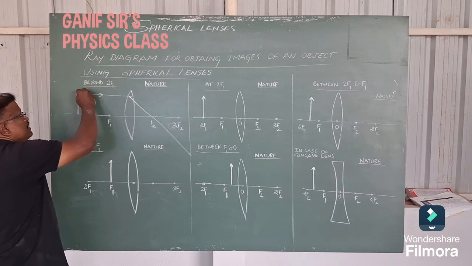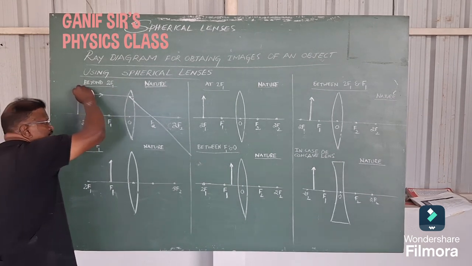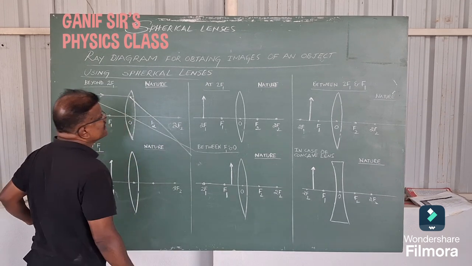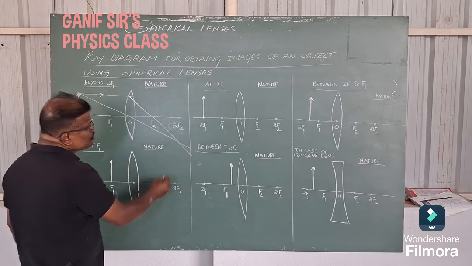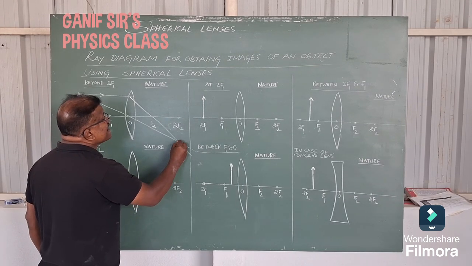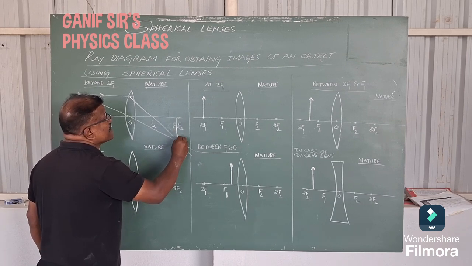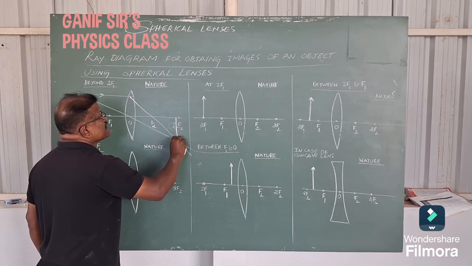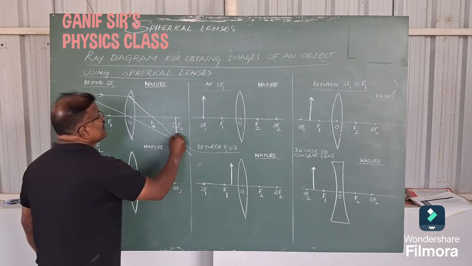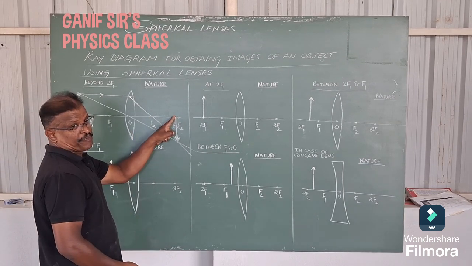And rule 3 states that when a ray is passed through optic center, it moves undeviated. Now see what happens, both the refracted rays get intersected somewhere here. Yes, means the position of the image lies between F2 and 2F2.